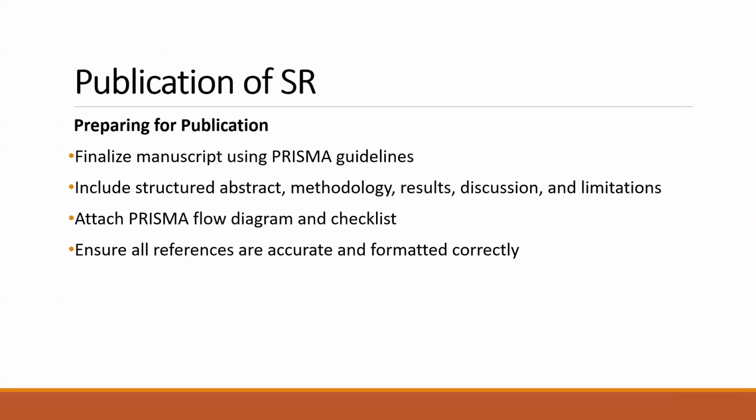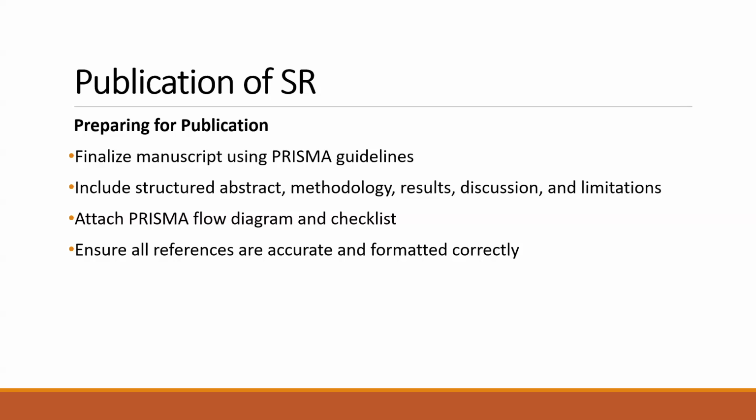So next is the publication of a systematic review. Once you finish your complete systematic review along with the PRISMA checklist, you have to publish your systematic review, right? So, preparing for publication. Always try to finalize the manuscript using PRISMA guidelines. While writing your manuscript, try to follow each aspect of the PRISMA guidelines, as well as the journal guidelines, while structuring the manuscript.